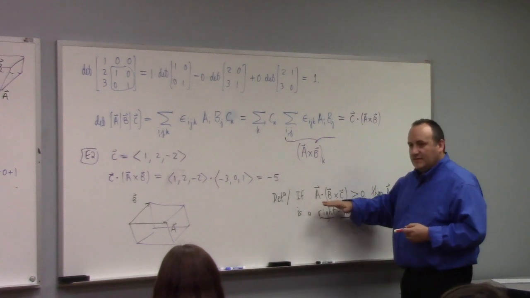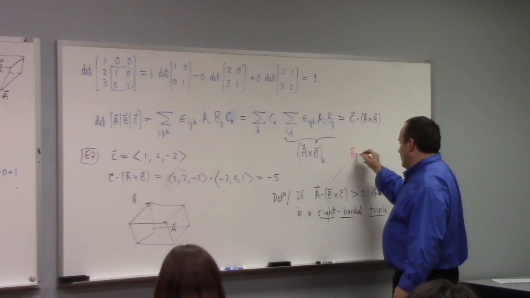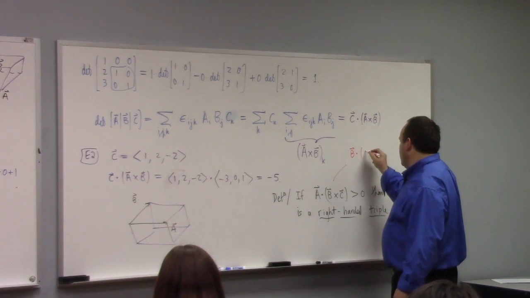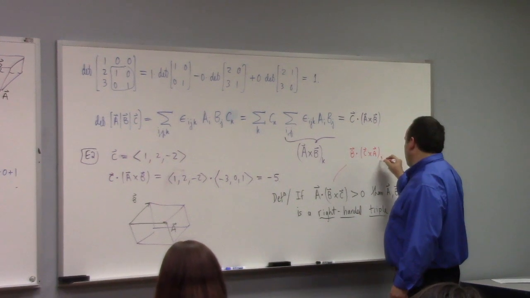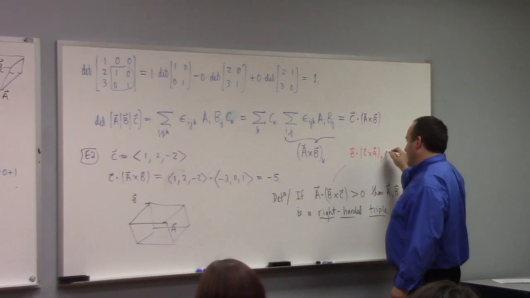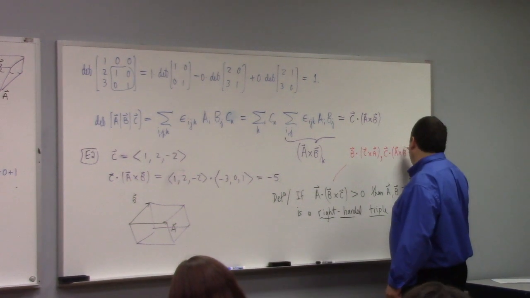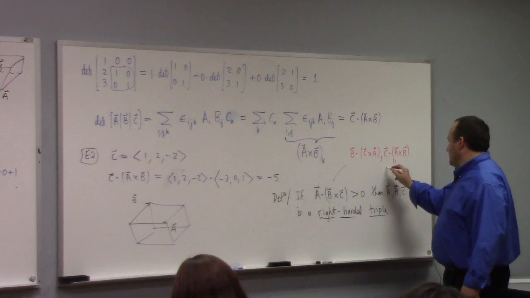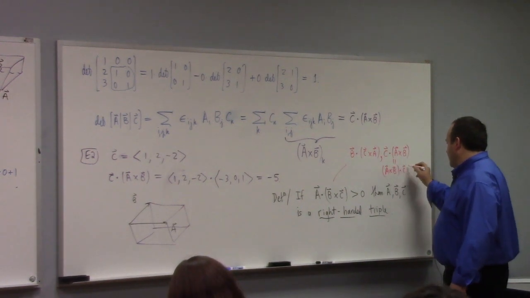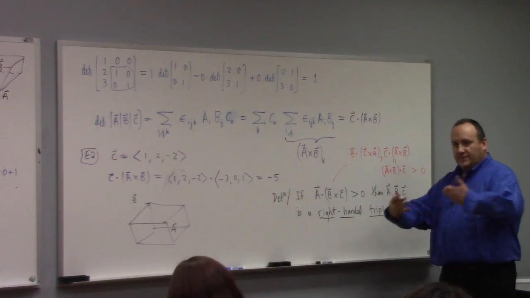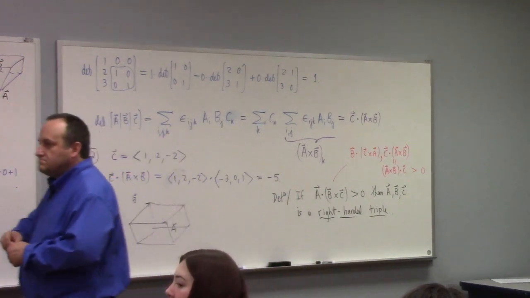Now, because of the cyclicity of the trace, you can just as well judge this by B dot C cross A, or what? C dot A cross B, right? Which, of course, is equal to A cross B dot C, all right? So any of these being greater than 0 makes any of the other ones greater than 0. Yes, go for it.